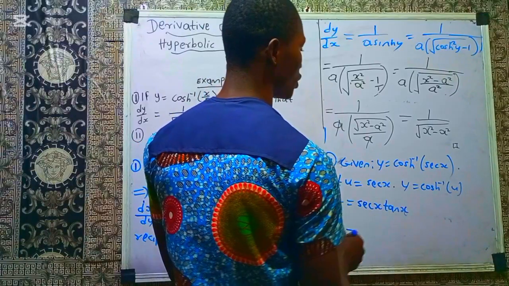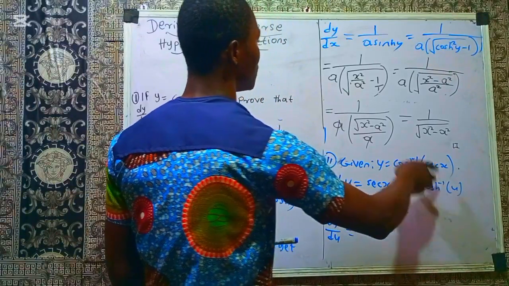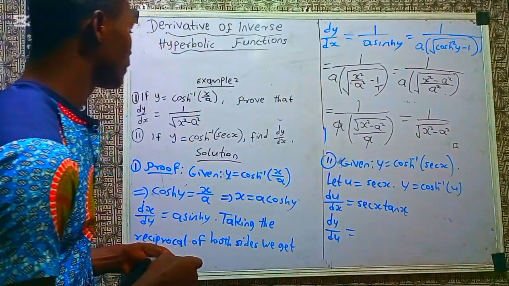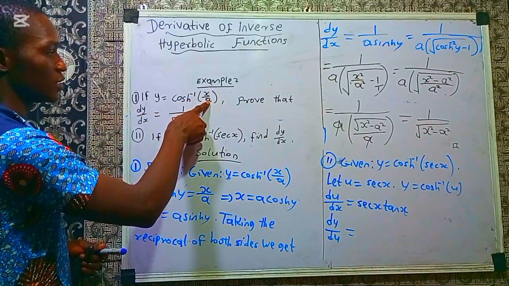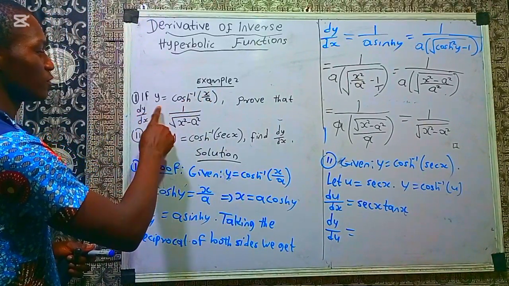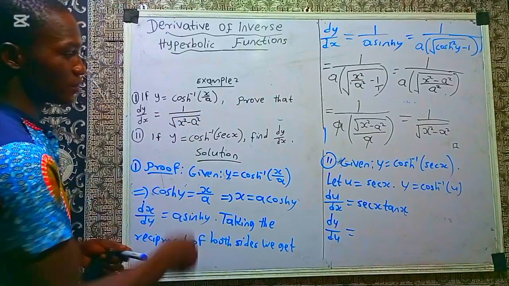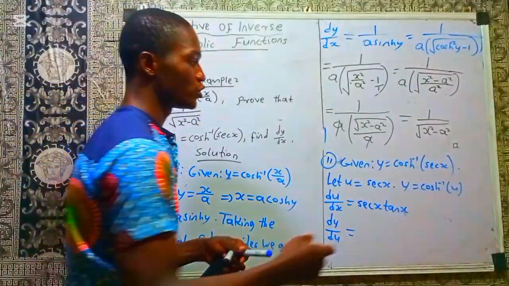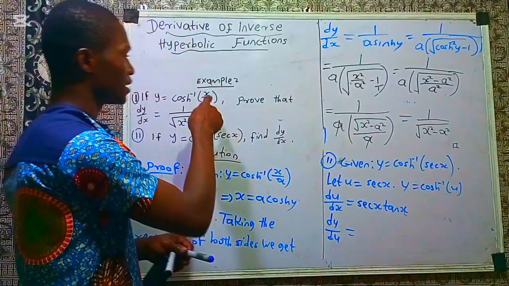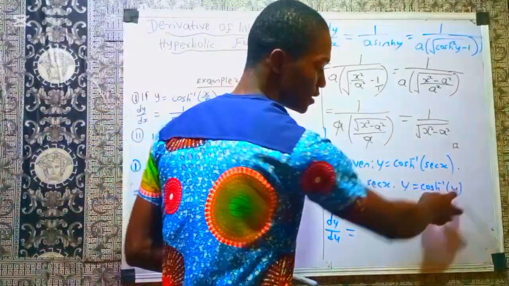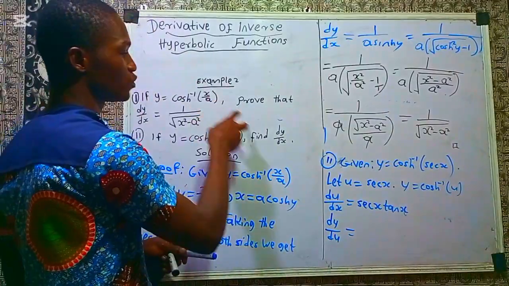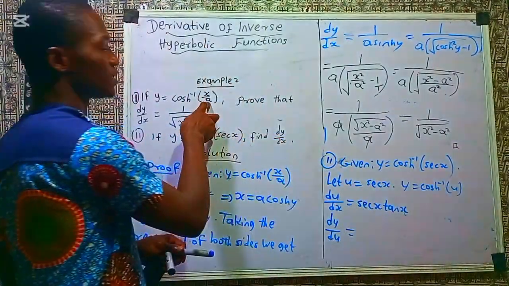So this will be equal to, but we have gotten this from the proof. We have that if y is equal to hyperbolic cosine inverse of x over a, then dy/dx is 1 over square root of x squared minus a squared. So this x here is u in this case, right? Then, but what is a?